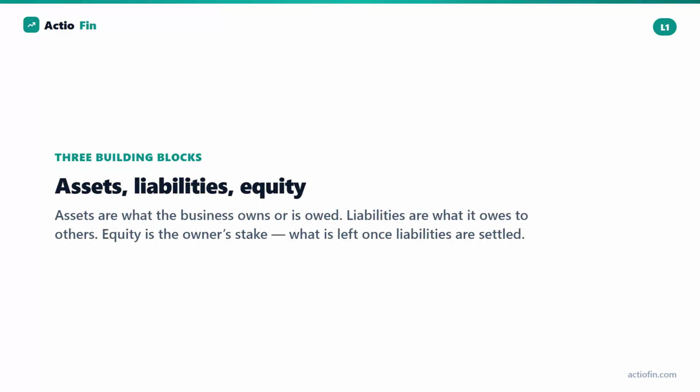Every balance sheet in the world is built from just three ingredients. Assets are everything the business owns or is owed: cash, stock of timber, machinery, money customers still owe. Liabilities are everything the business owes to someone else: supplier bills unpaid, a bank loan, VAT due to HMRC. Equity is what is left over for the owner once every liability is settled, the true net worth of the business. Learn to sort any figure into one of these three buckets and you can read any balance sheet on earth.